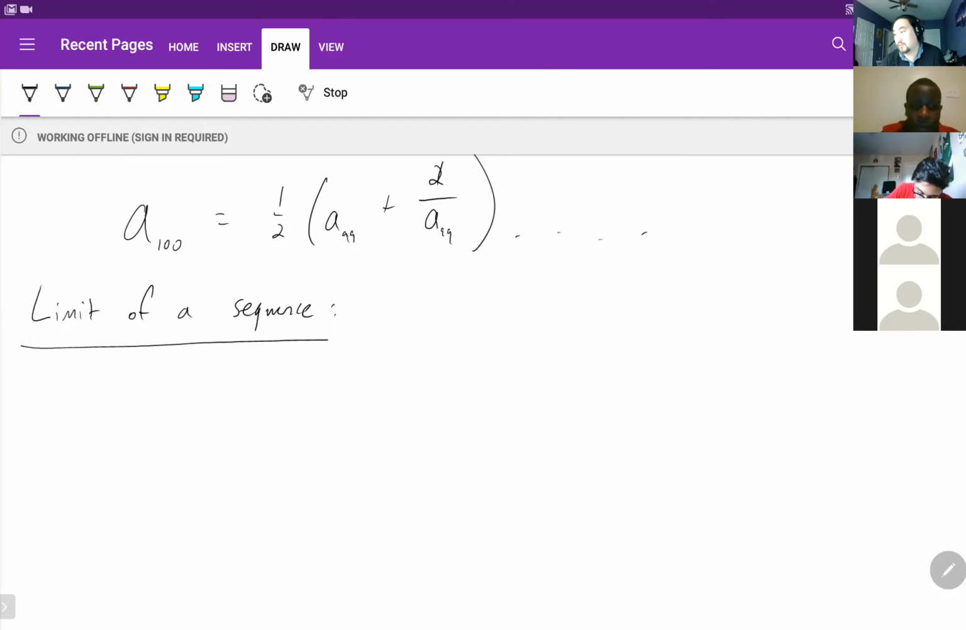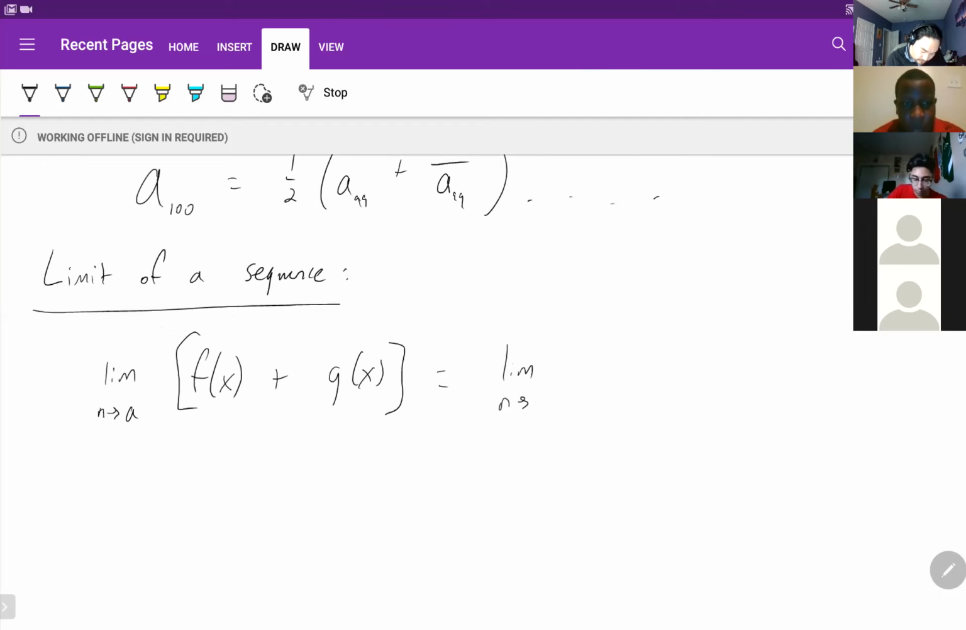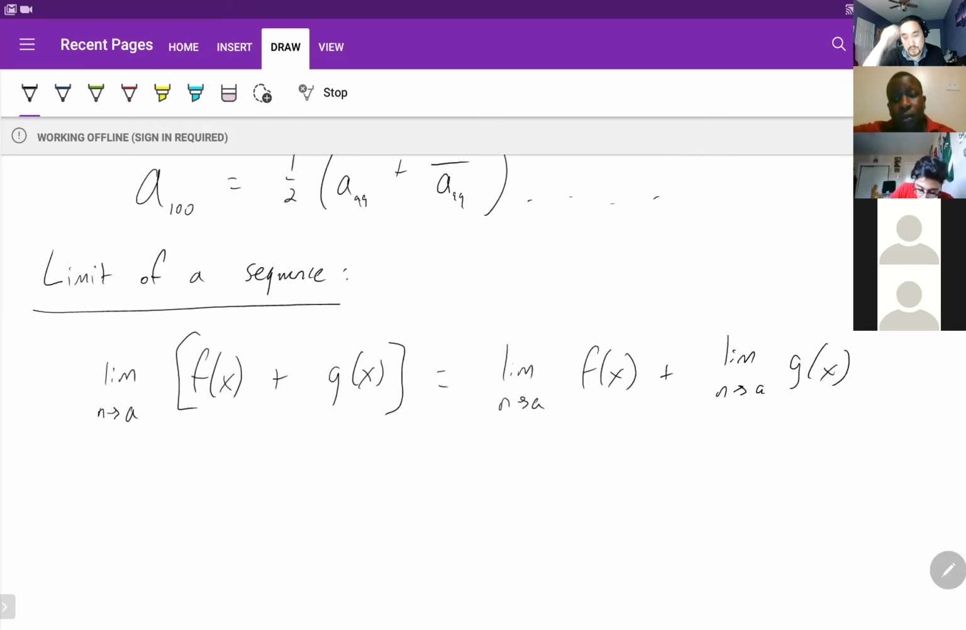And great news, the rules for limits of a function actually carry over to sequences. So what am I talking about? Do you guys remember these rules? The limit of f of x plus g of x is equal to the limit as x goes to a of f of x plus the limit as x goes to a of g of x. I hope this looks familiar.